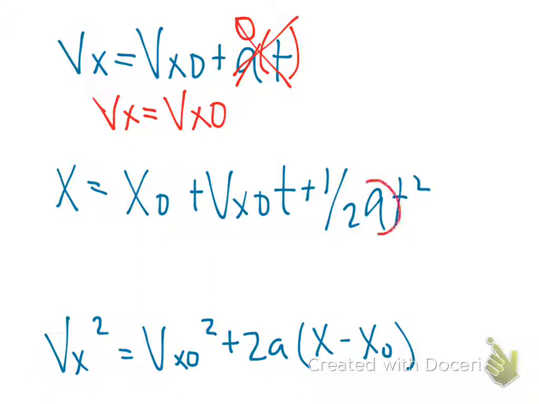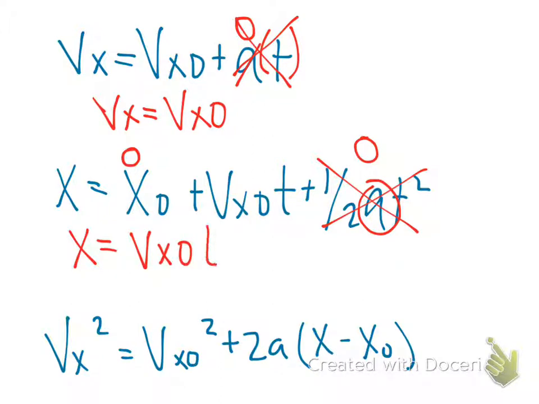Same thing again here. If acceleration is 0, that takes out this whole term. So the horizontal displacement is equal to initial displacement, which is usually 0, so they left that whole term out. Initial displacement is 0, so that leaves Vxo times time. That's how these equations have gotten so condensed. We're assuming that the initial displacement is always 0, and we know the horizontal acceleration is always 0.